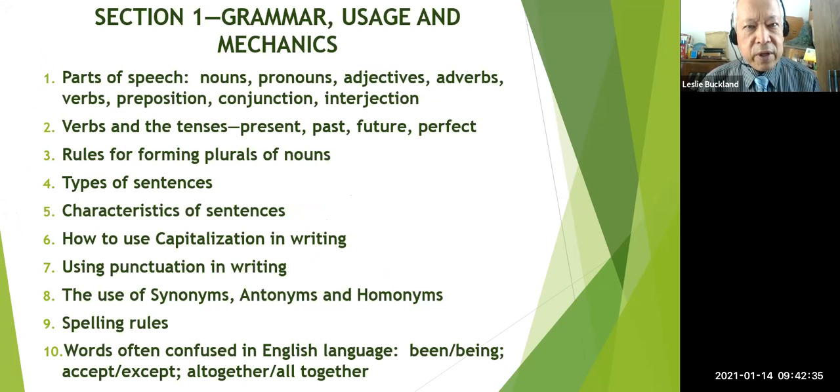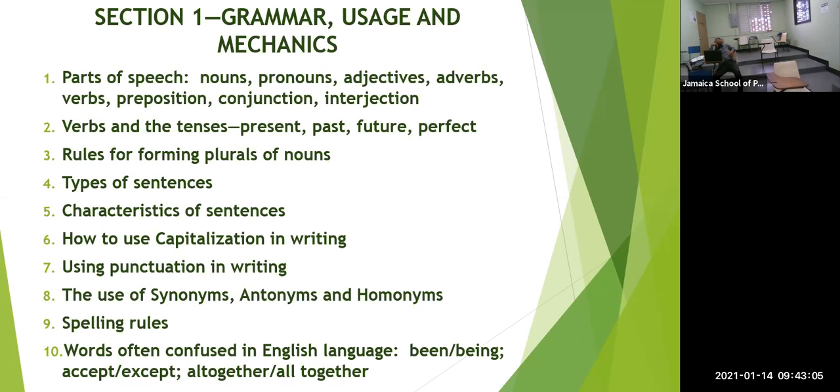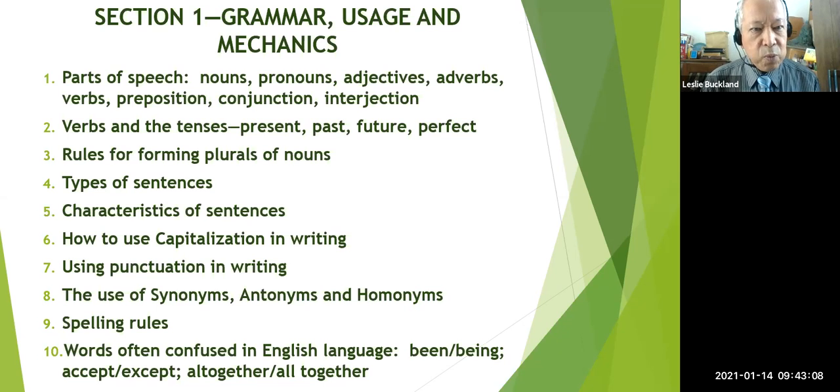In section 1, we're dealing with what is called grammar, usage, that is how the language is used, and mechanics, the different parts of the language and how they relate to each other. In this section, we're looking at number 1, parts of speech: nouns, pronouns, adjectives, adverbs, verbs, preposition, conjunction, interjection. So this is what I will be covering this week and next week, God permitting.